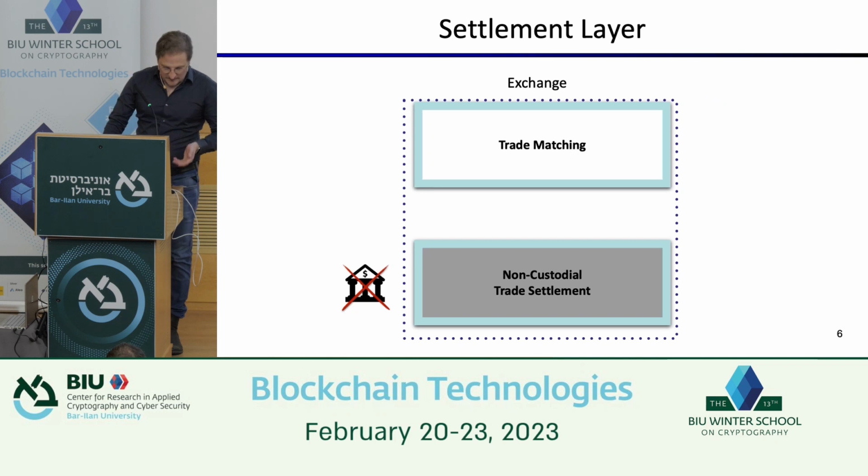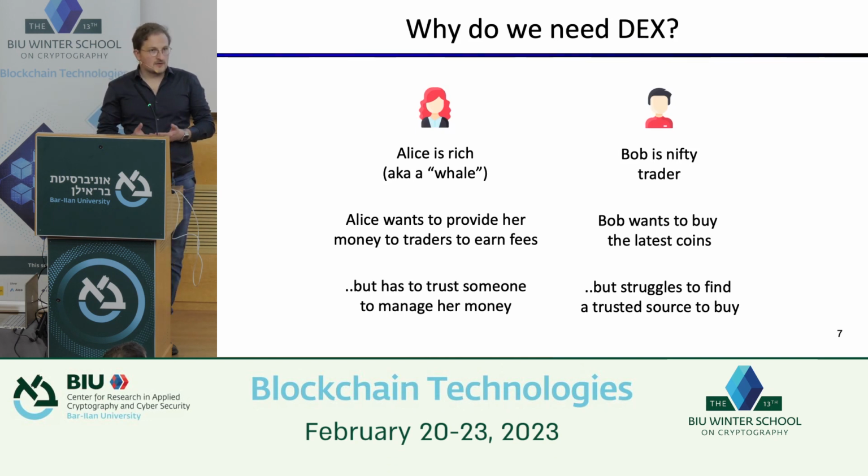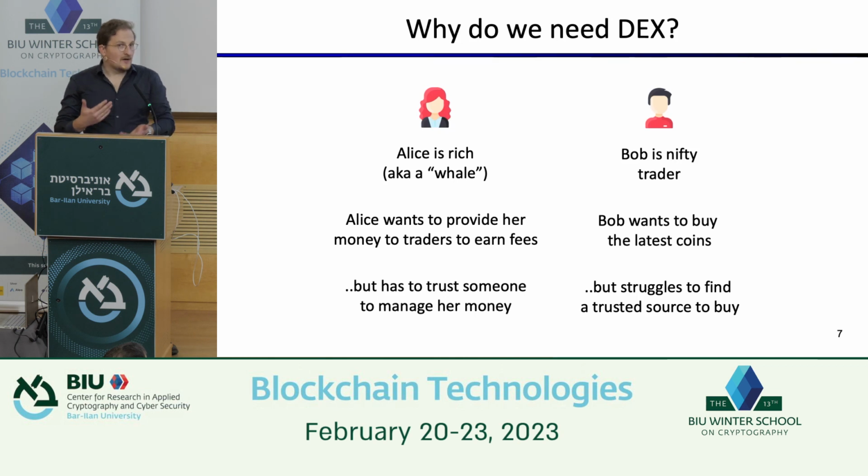And to even further motivate why we need a DEX, you can think of Alice, who's rich, and we have maybe Bob here, who is a nifty trader. Alice wants to provide her money to traders to earn fees. So Alice doesn't want her supply to lie around and do nothing. She would like to perform market making. This is at least the common terminology for limit order books. So she wants her money to be used to serve the market, to serve the supply and the demand.